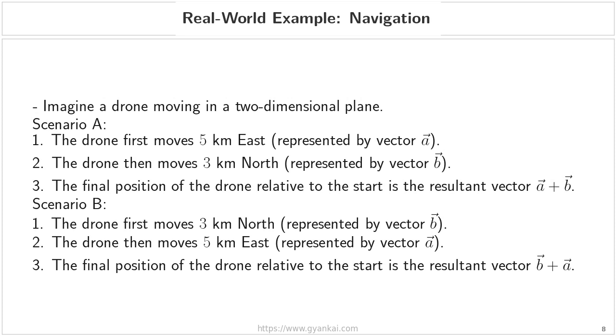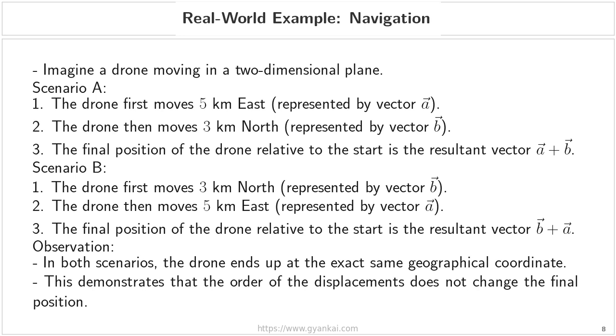Now let's switch the order and look at scenario B. In this case, the drone starts at the same base point, but this time it first moves 3 kilometers north, using vector B. After that, it moves 5 kilometers east, using vector A. To find the final position here, we are looking at the resultant vector, B plus A.